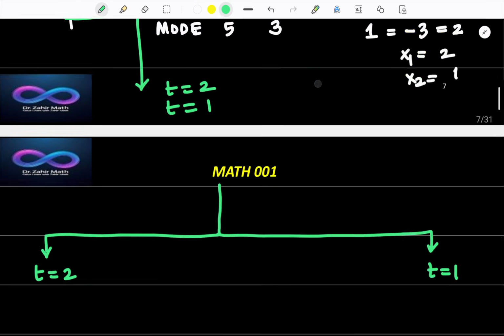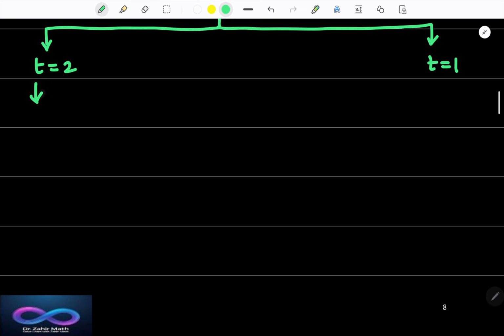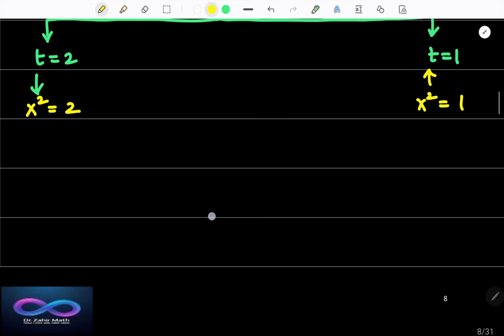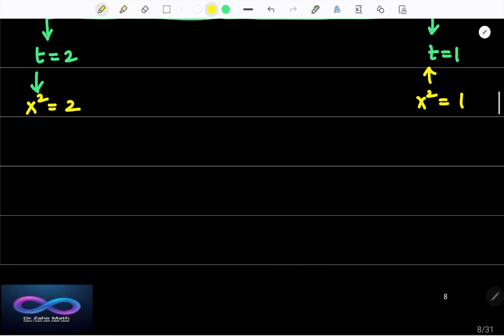In terms of x. So therefore, what is your t? Your t is, I substituted x square equals t. And what is your t? X square is equal to 1. Right. Now again I have to find the value of x. Very simple. X square, you take this to this side, minus 2 equal to 0. X square minus 1 is equal to 0, right?